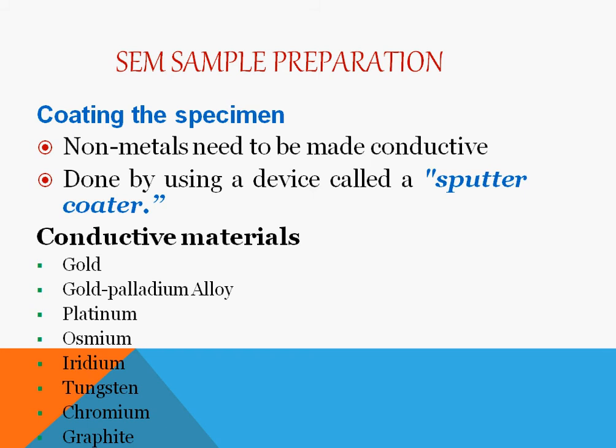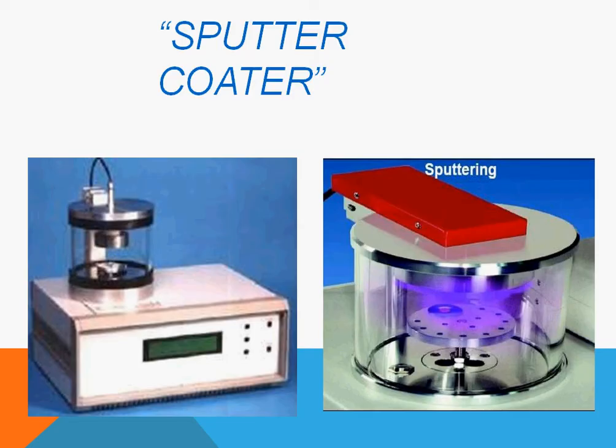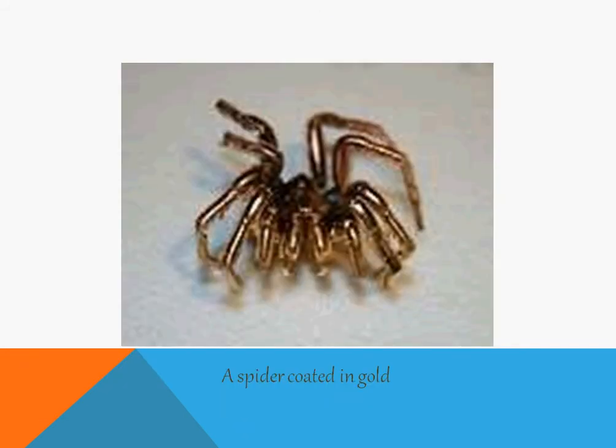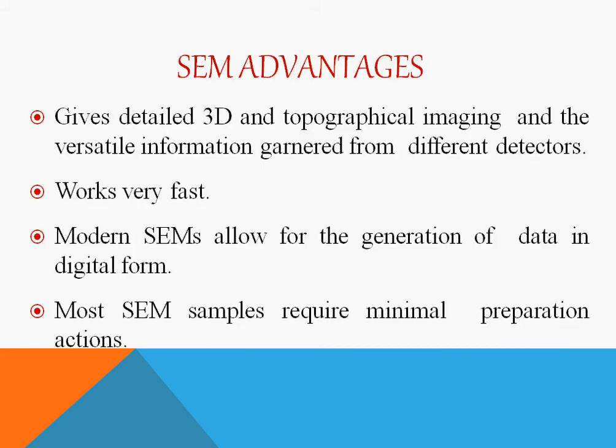So these are some of the conductive materials we have: gold, palladium alloy, platinum, osmium, iridium, tungsten, and sputter coater. Sputter coater is nothing but the instrument which is used for coating the non-conductive surfaces. So here is one example, a spider, which is coated with the help of gold.